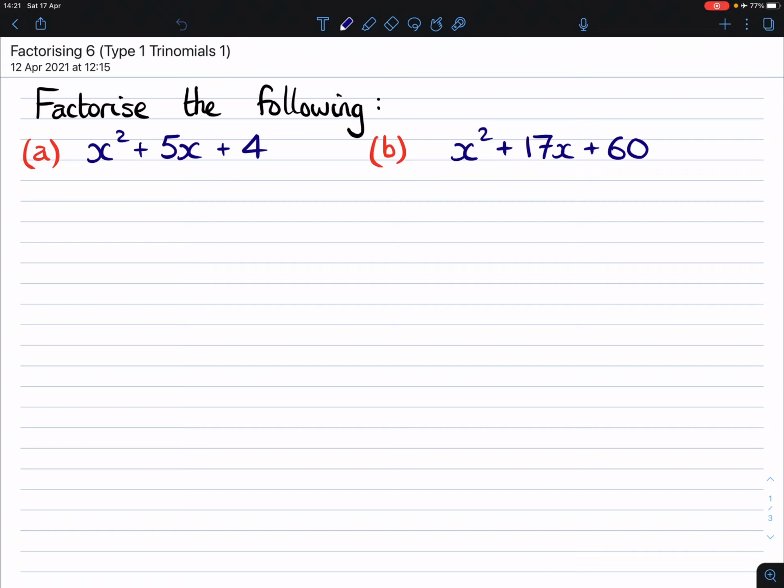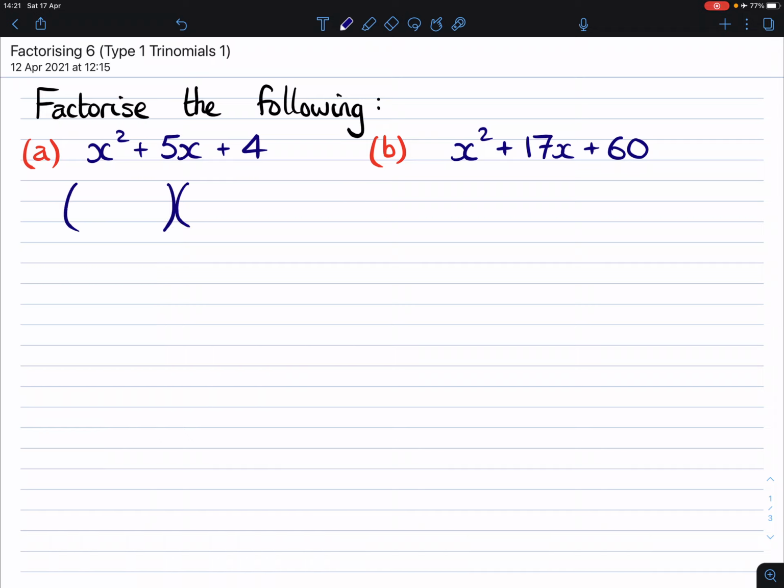Factorize the following. X squared plus 5x plus 4. There is nothing in common between these three terms. There's no letters in the last term. There's no numbers in the first term other than 1, which is pointless for division. So we can move on to looking to see if it factorizes into double brackets.